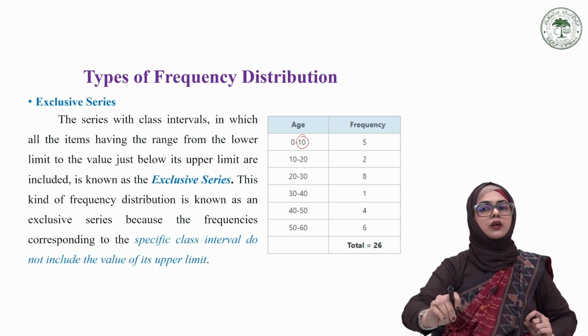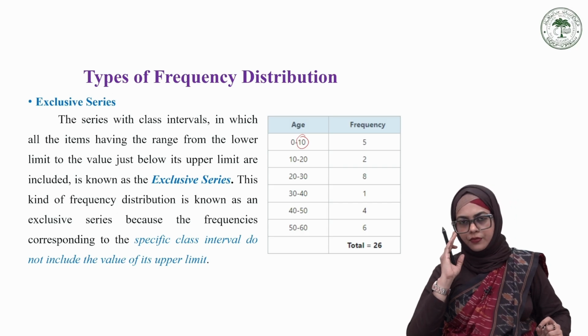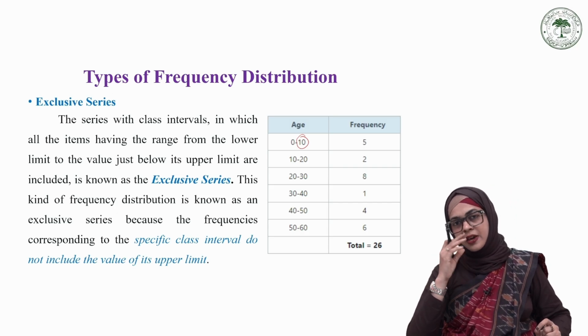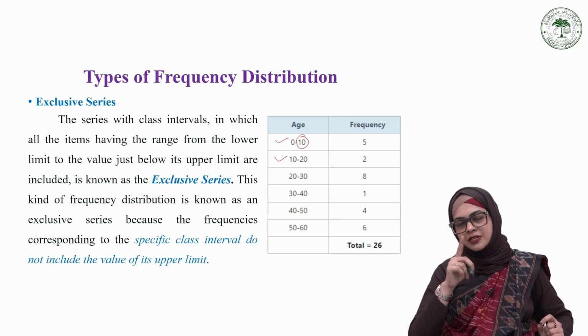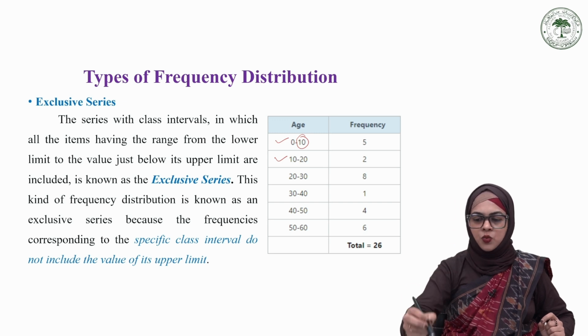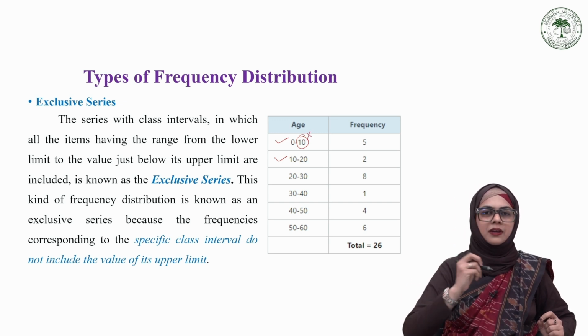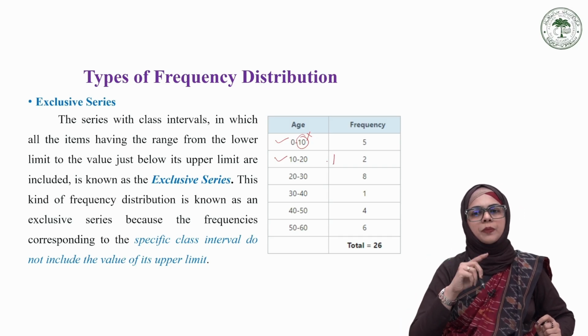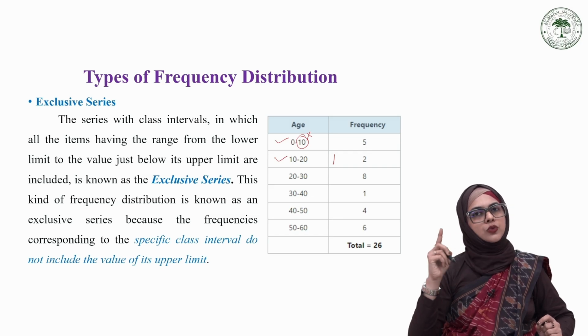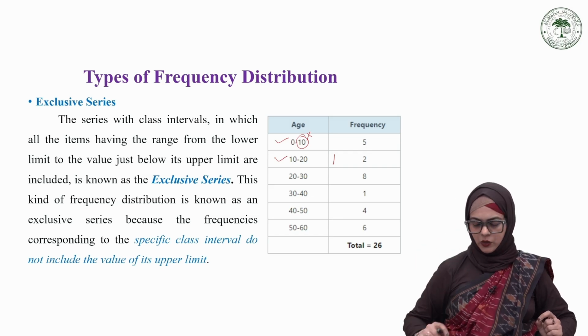So from the above table, we can see the upper limit of the class interval will not be included in this particular count. For example, if I ask you, if there is a value of 10, where will you place it? Will you place it here or here? If it is an exclusive series, that means you will exclude the upper limit. You won't place 10 there, but you will place 10 here. So it will be included in the class interval 10 to 20 and not in 0 to 10. This is known as exclusive series.